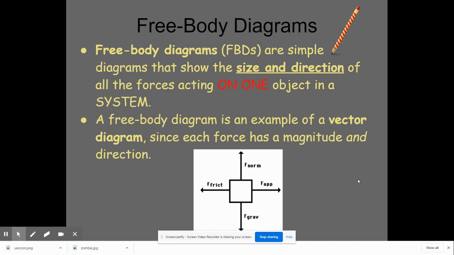Okay. All right. So we have talked about forces, and that forces are pushes and pulls that provide energy on other objects. Well, a lot of times we want to be able to figure out the motion of an object. We want to be able to predict the motion of an object or describe or explain the motion of an object. And so to do that, we use these free body diagrams.